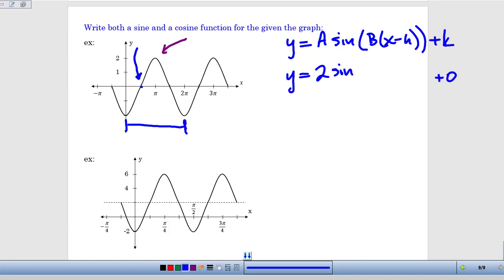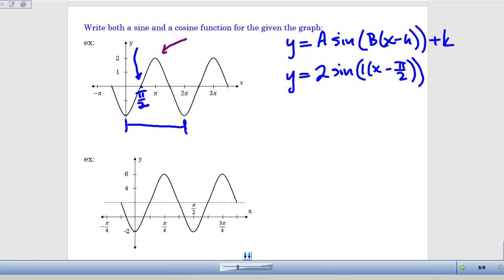So I've got 1 times x, and now I just have to figure out what that phase shift is. What is that horizontal translation? Well, it's not labeled for us directly, but we can see that if the second tick mark is pi, then that means the first one here must be pi over 2, and so that's our phase shift, so minus pi over 2. And so we already have the plus 0 there for the k, so if we want we can go ahead and eliminate that, and so we don't even need that 1 in the b position. We've got our equation.